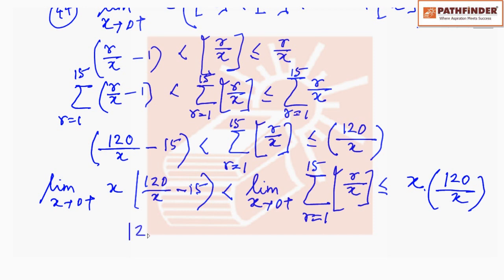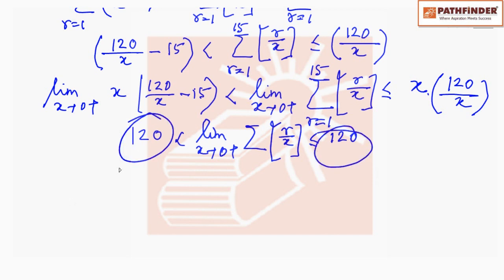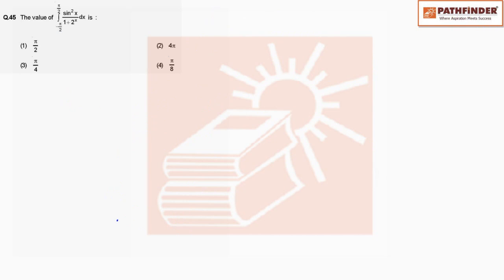So we are getting 120 less than or equal to limit x tends to 0 plus of x times the summation of box of r by x, less than or equal to 120. So these two sides will be equal, and the value of the limit is 120. So the answer is 2.